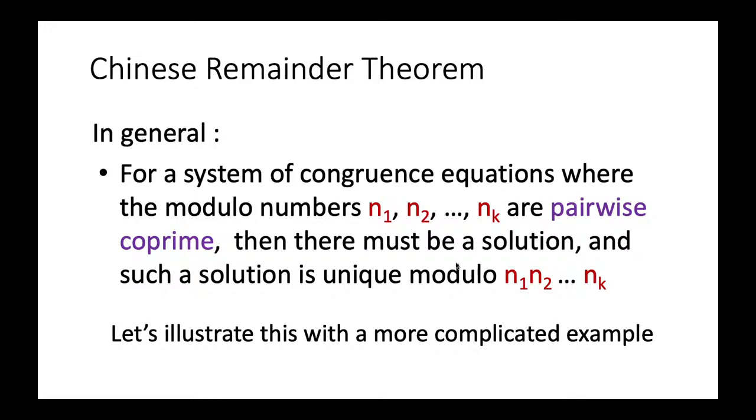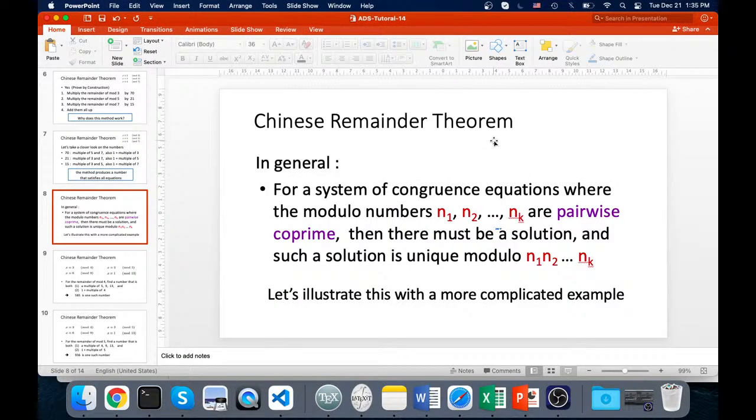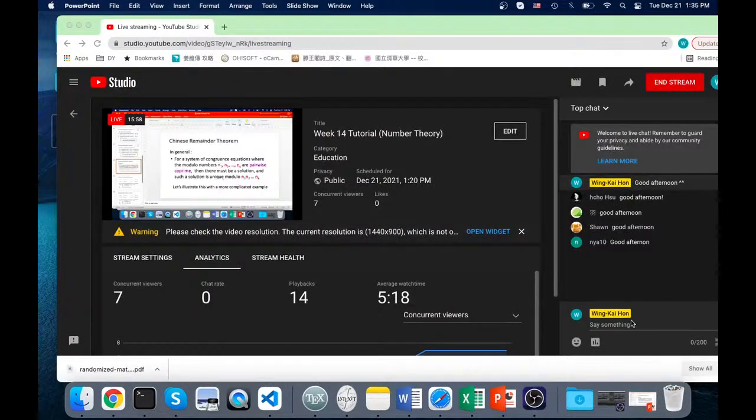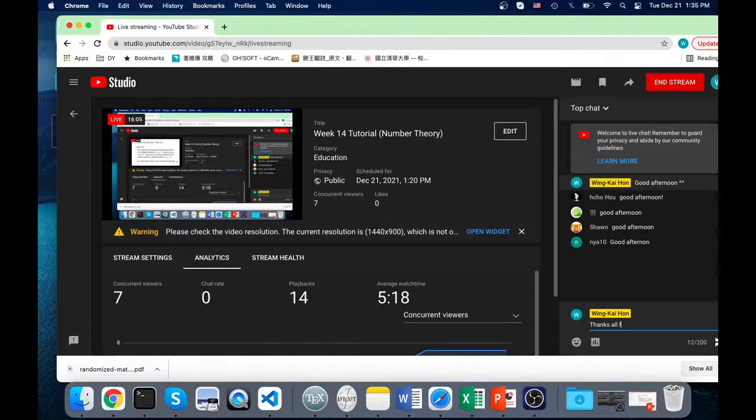Okay, so that's all I want to introduce to you. I hope that this Chinese remainder theorem is something that is simple. And yeah, I will probably make this into an exam problem. Thanks all for coming.